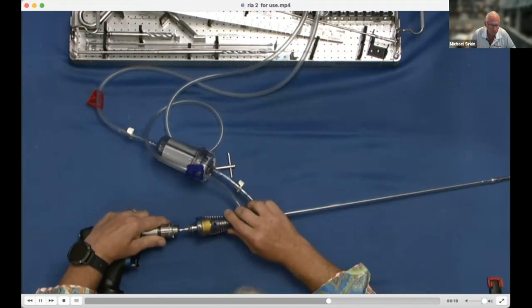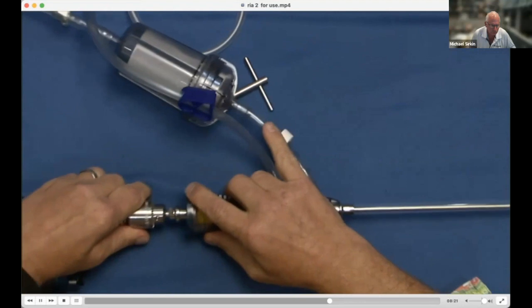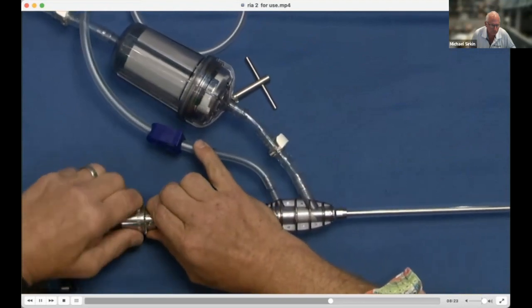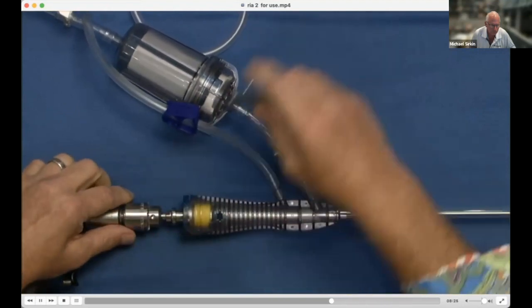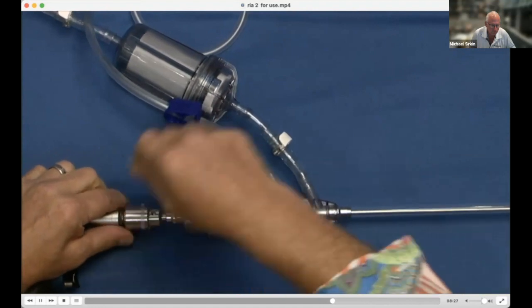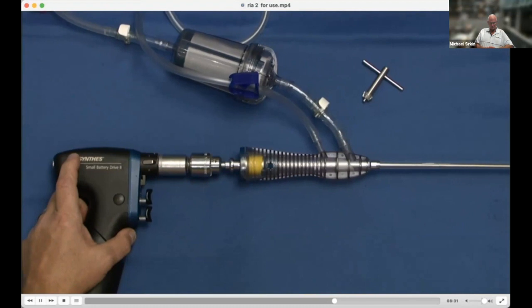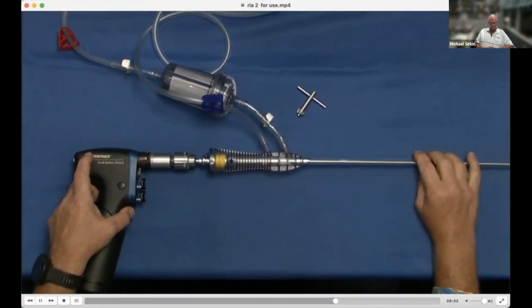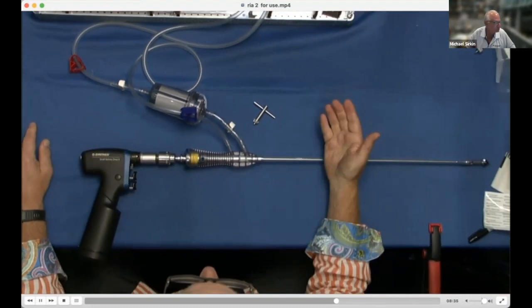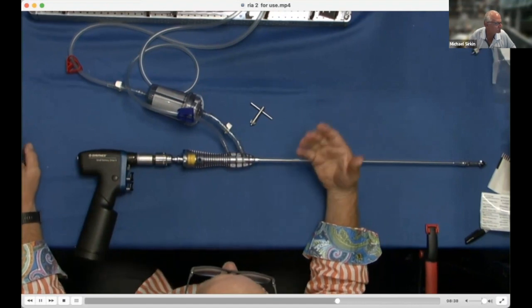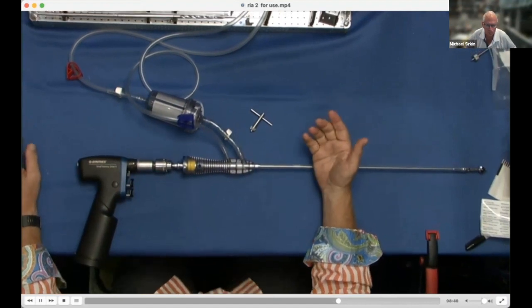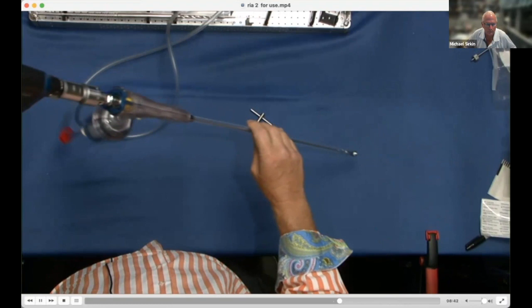So we're going ahead and attach this. Tighten it. And now we're ready to begin RIA. We use one of our opening reamers to open the canal, place a guide wire down in a typical fashion, and then we go ahead and do our reaming over our guide wire.